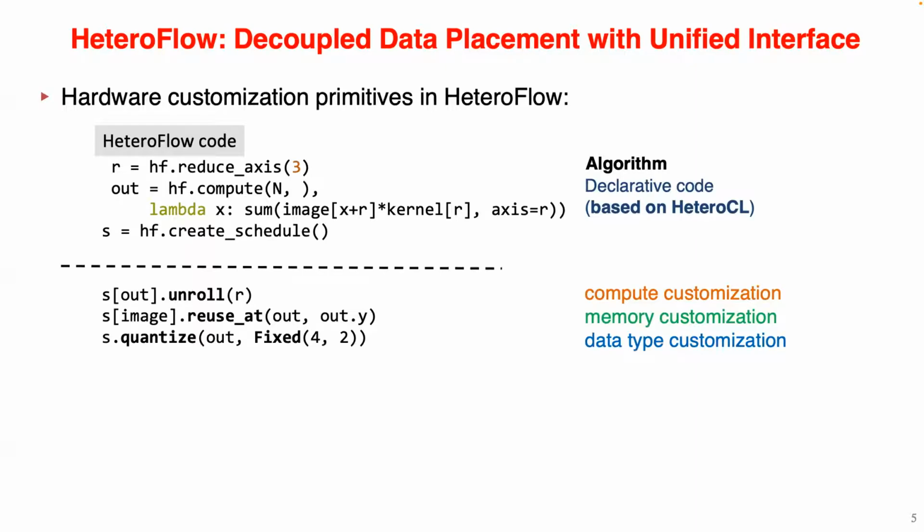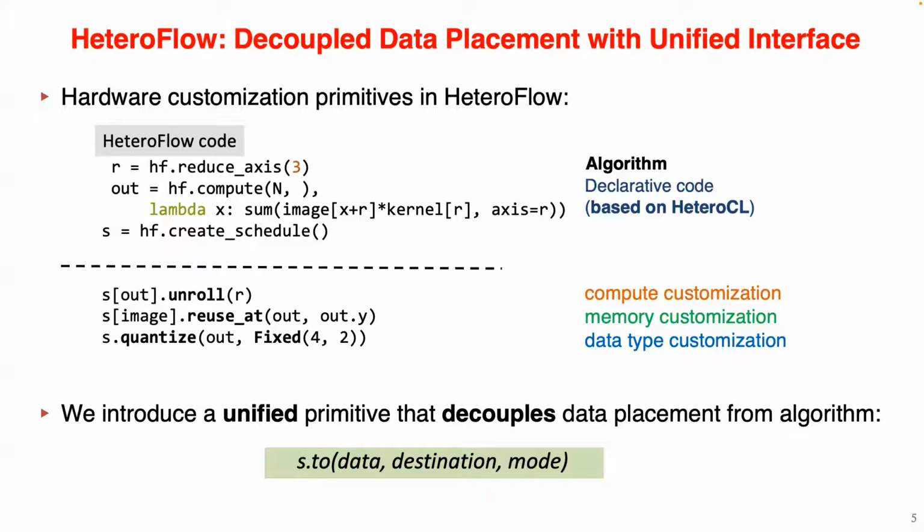HeteroFlow is built on HeteroCL, a popular domain-specific language for FPGAs. HeteroFlow inherits the declarative programming paradigm and decoupled customizations in compute, memory, and data types from HeteroCL. Here is a simple code example in HeteroFlow to realize the 1D convolution kernel. As you can see, the algorithm at the top is decoupled from the customization at the bottom. In the algorithm, we use the declarative paradigm to specify the algorithm of a 1D convolutional kernel.